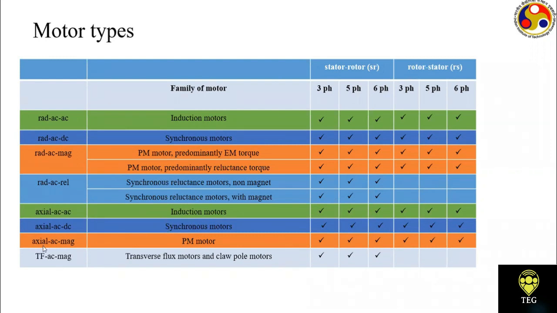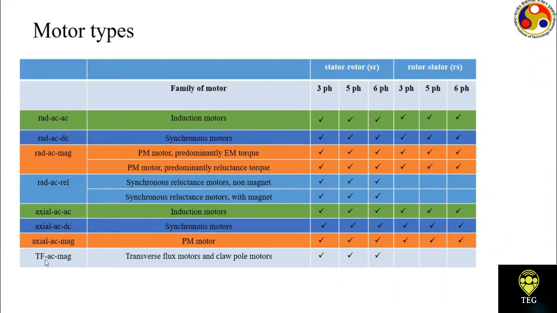Similarly, you can have axial flux machines with AC excitation on the stator and DC excitation on the magnets on the rotor. So this falls in the category of permanent magnet machines. Okay, and we call them axial flux permanent magnet machines. And they can have inner rotor as well as outer rotor configurations, and the motors can have 3, 5 and 6 phases for both inner and outer rotor.